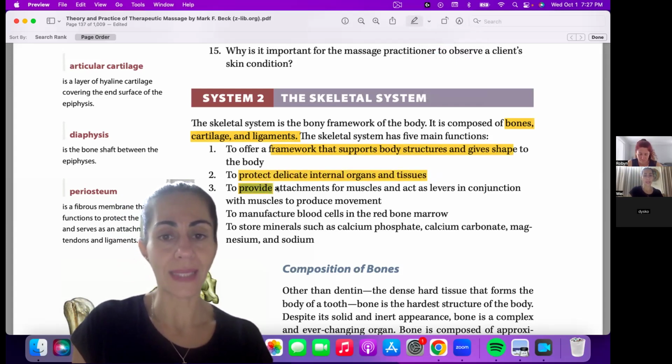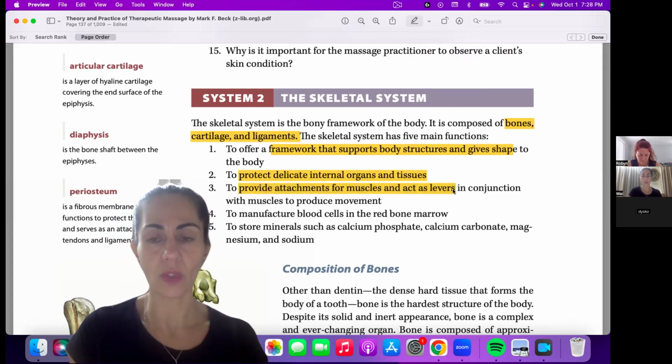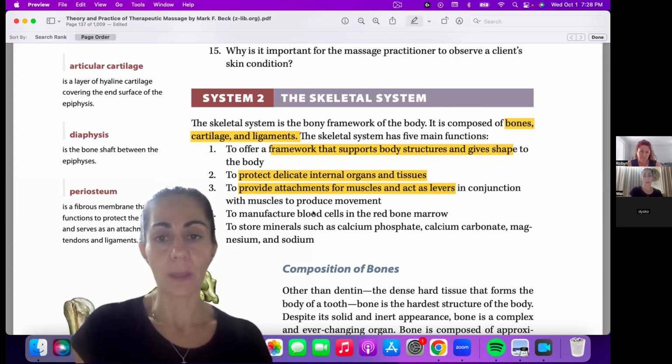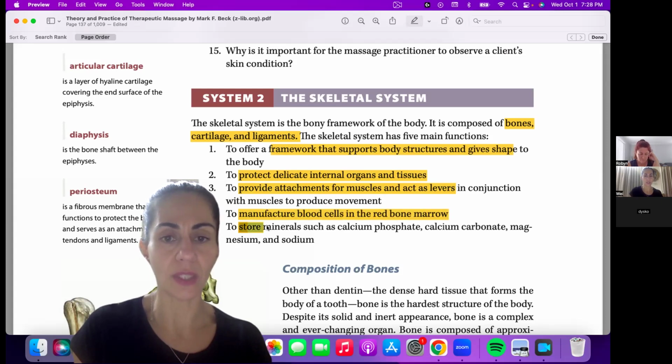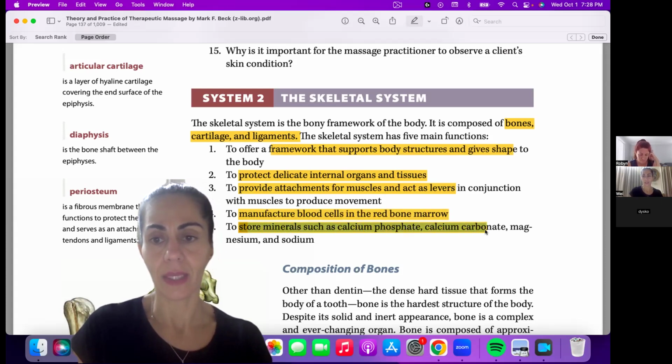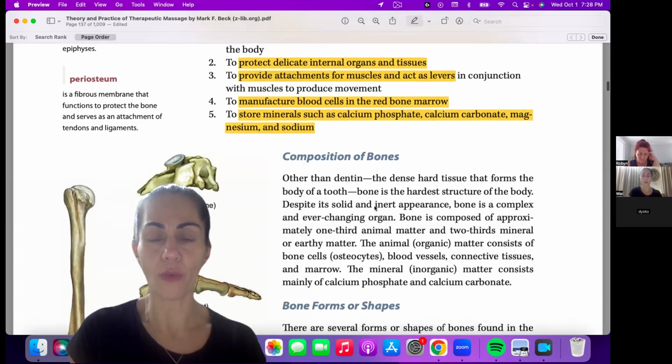It also provides attachment sites for the muscles so they can function, and acts as a lever in conjunction with the muscle to produce movement. So muscle and bone together create movement. They also manufacture blood cells in the bone marrow, and we store minerals in the bones such as calcium, potassium, and other minerals like magnesium and sodium. Nice and easy.